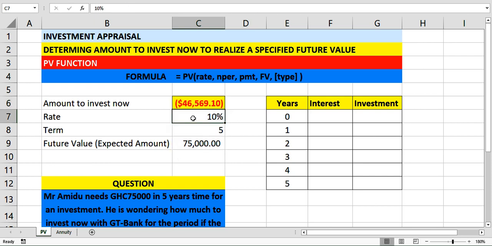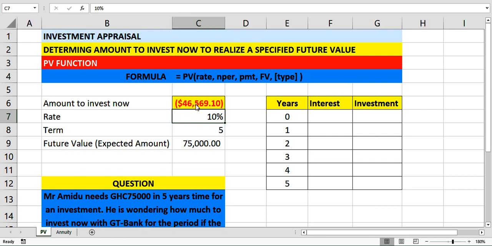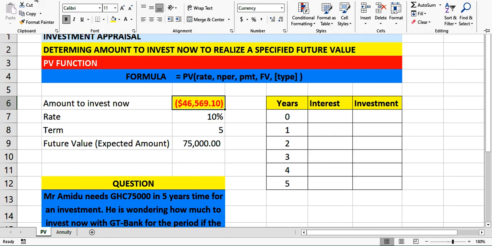So now how much do we need to give to the bank right now if we decide to make the investment this year? How much do you think we should give to the bank? We have to give 46,569.10. This is a Ghanaian cedi, so we can decide to change it and bring the Ghana cedi symbol. If not, we can just leave it like that.